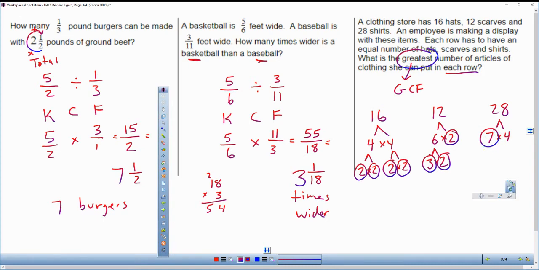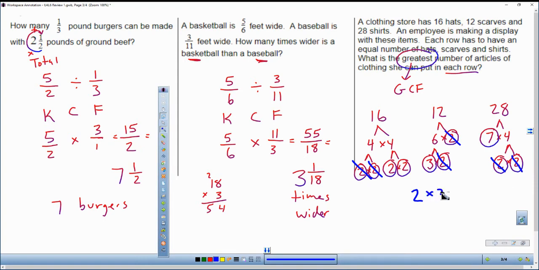Circle the 7. All right, let's see what they have in common. All 3 of them have to share the same number. They all have a 2, so I'm going to cross out a 2. Let's see, what else do they have? Oh, they all have another 2. I believe that's it. Those are the only numbers they have in common. 2 times 2 would be 4.